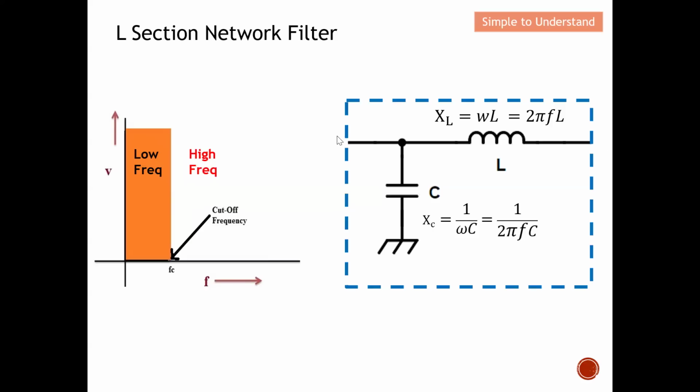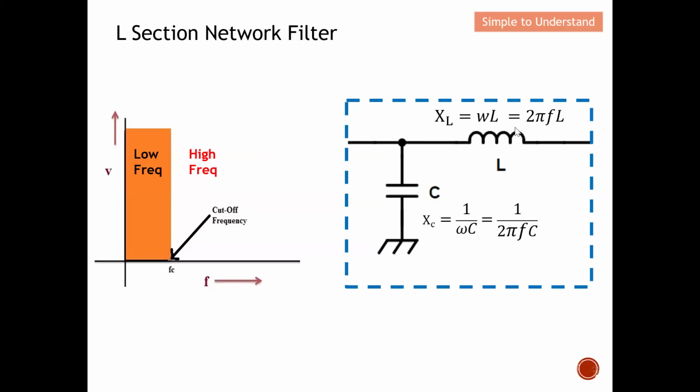Under the passband, the signal at the input is supposed to be able to arrive at the output of the filter. While under the stopband, the signal at the input of the filter will not be able to arrive at the output of the filter. So how can we actually do this? This is the LC network. Whether the series element is supposed to be L or C, I will explain this. Whether the shunt element is supposed to be C or L, again, I will explain this.